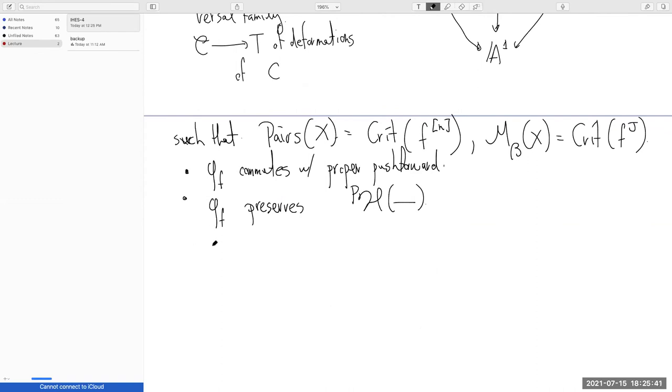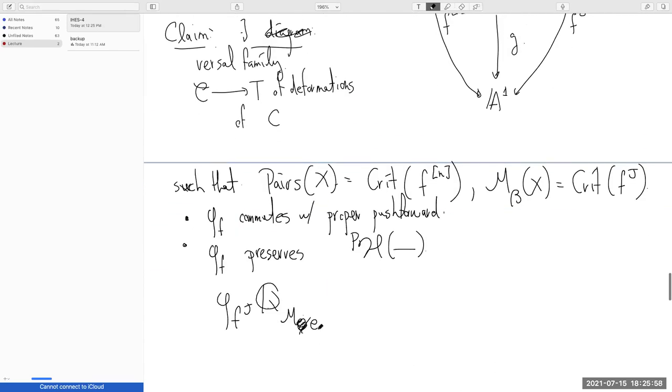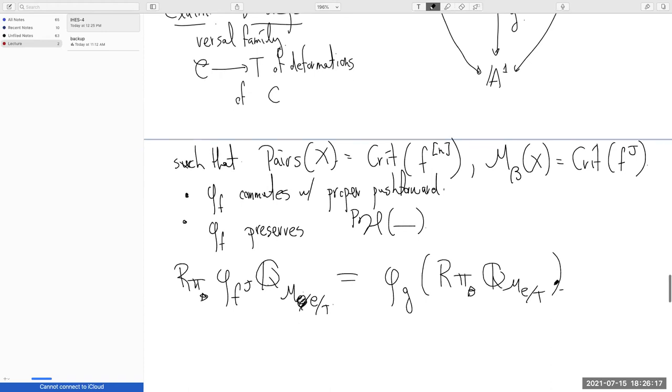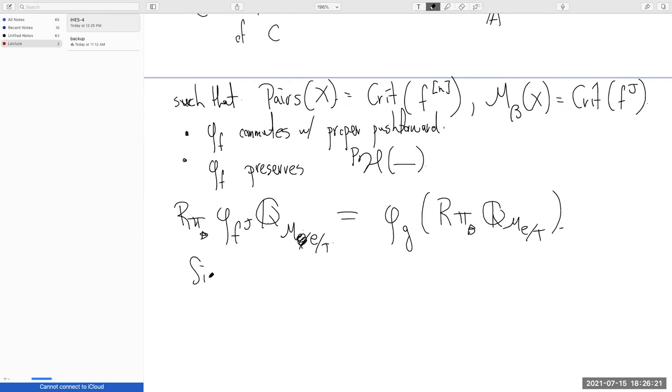So for instance, on the stable pair side and on the one-dimensional sheaf side, I'm interested in maybe this object. What did I call it? Let's see, over T. And then maybe pushing this forward. But this is the same as taking phi sub g of it, and then similarly for this relative Hilbert scheme of points.